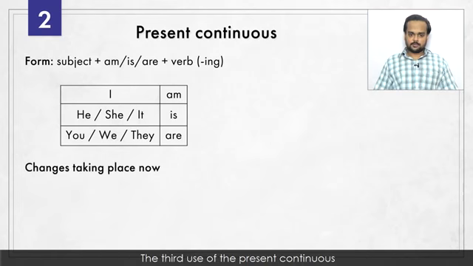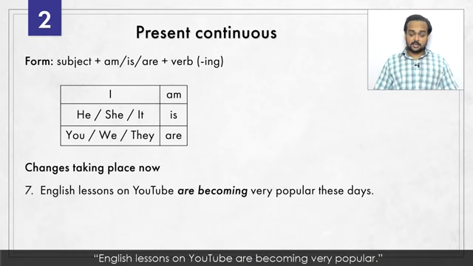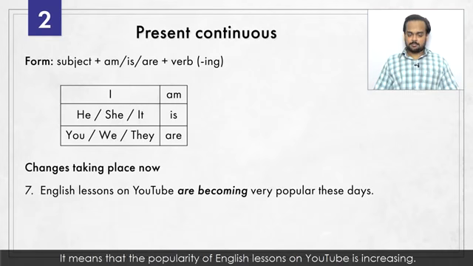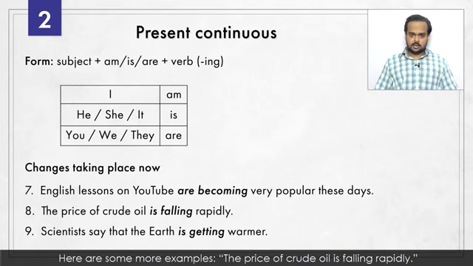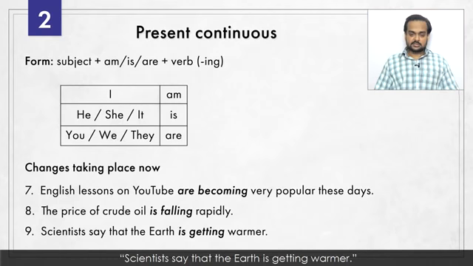The third use of the present continuous is to describe changes that are taking place or happening now. English lessons on YouTube are becoming very popular. It means that the popularity of English lessons on YouTube is increasing. Here are some more examples. The price of crude oil is falling rapidly. Scientists say that the earth is getting warmer.